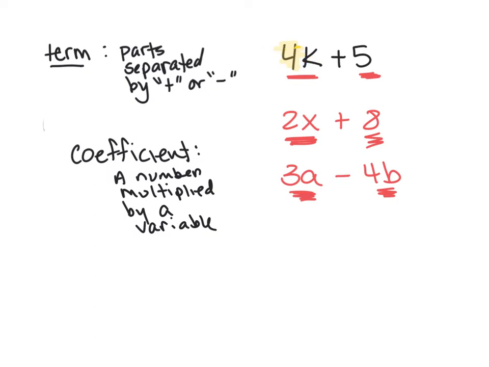The coefficient in this term is 2 because that is the number being multiplied by the variable. There isn't a coefficient in this one because it's not being multiplied by a variable. No coefficient in this one. This has a coefficient. What's the coefficient in this term? Yes, you're right. 3 is the coefficient. It's 3 that's being multiplied by the variable. This term also has a coefficient. What is it? Yes, 4. So that verbiage is the coefficient.